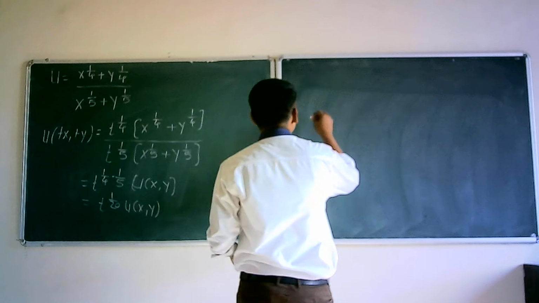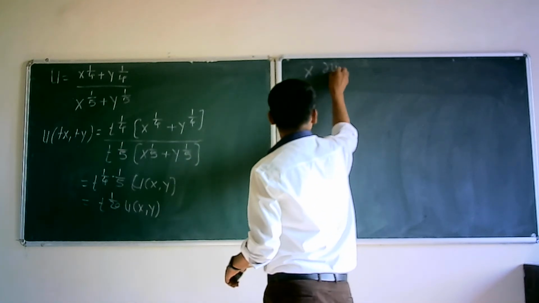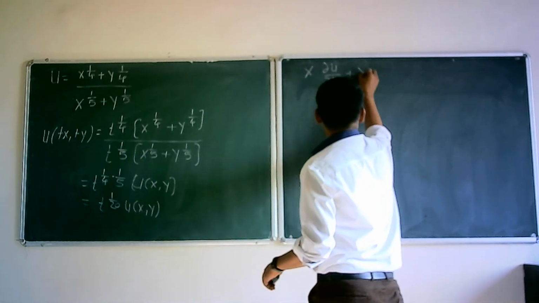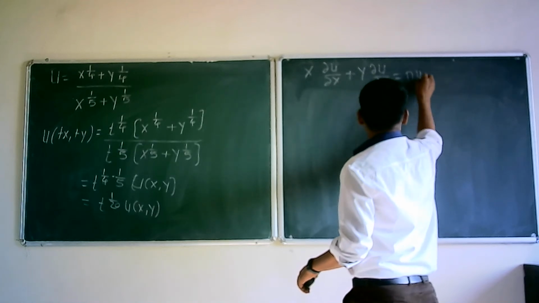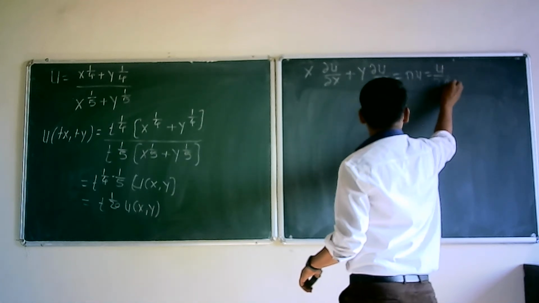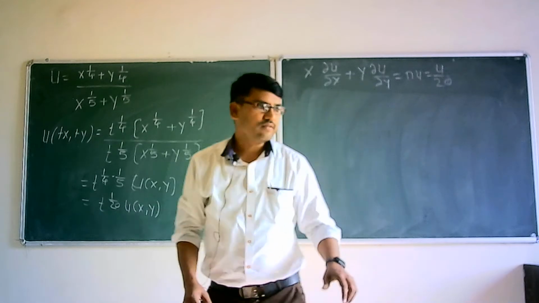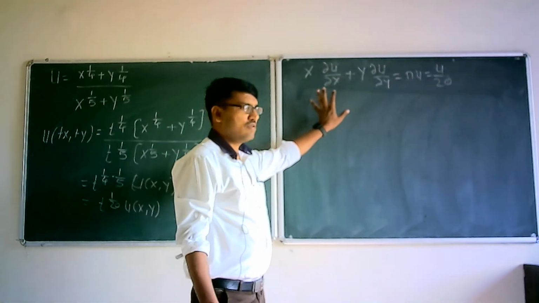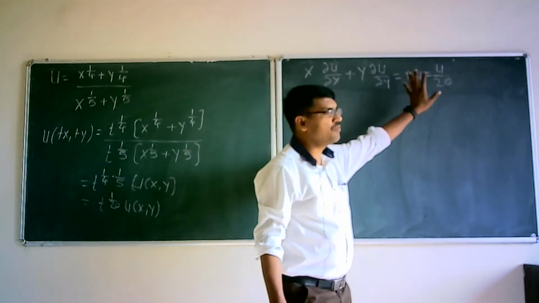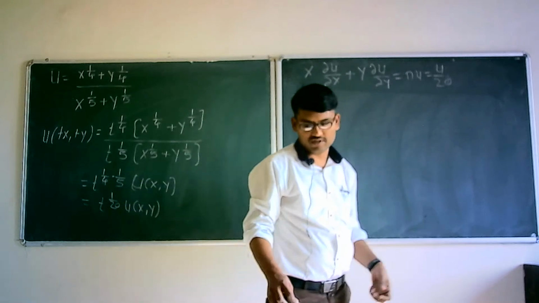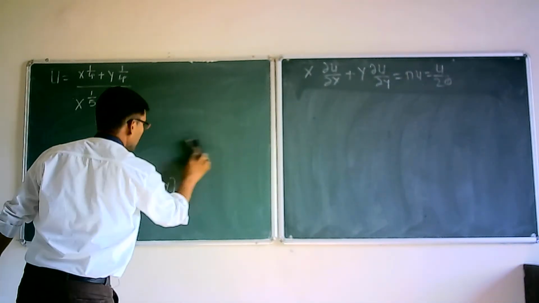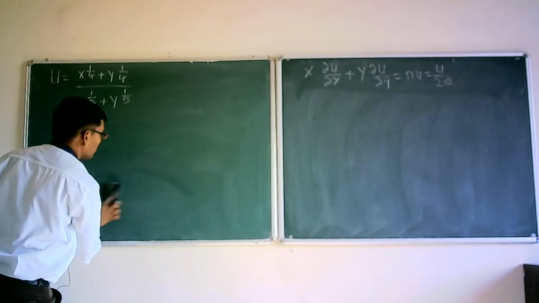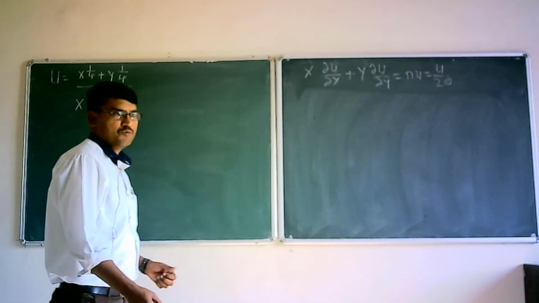So we want to verify here x times partial u by partial x plus y times partial u by partial y is equal to n u, which is equal to u by 20. So if you find the value of the LHS, it should be equal to u by 20. We want to show that here. Now to determine the left hand side, we want to differentiate this function u with respect to x.